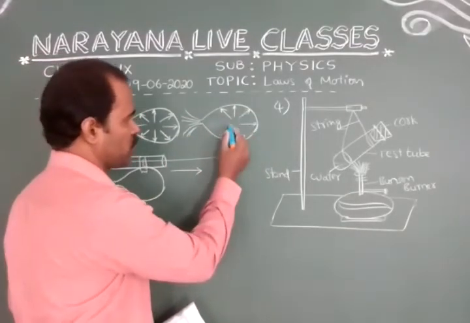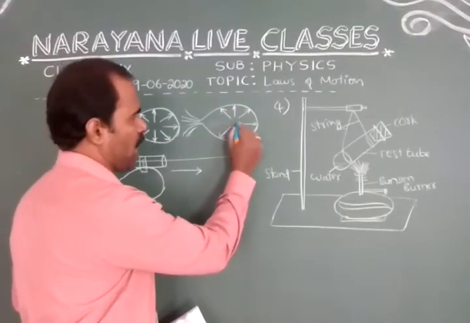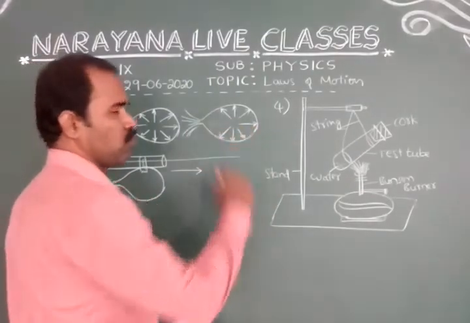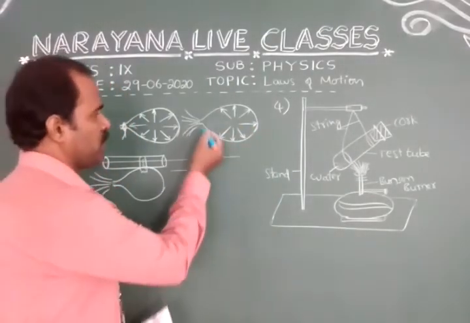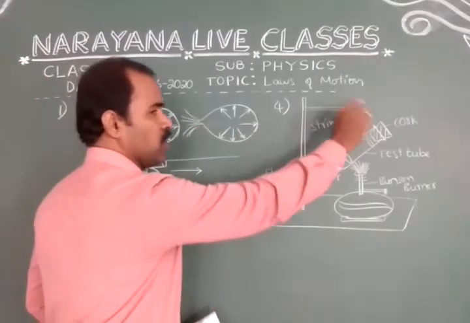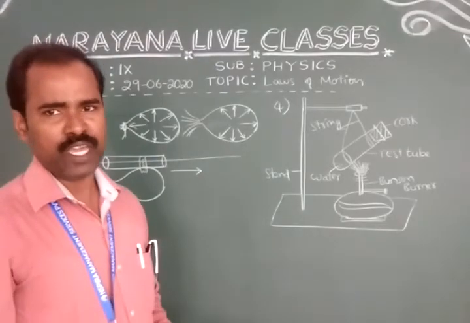are balanced. This is balanced by this force, this is balanced by this force, and this is the unbalanced force acting on the walls of the balloon. Due to that, whenever the air comes out, the balloon will move opposite to the motion of the air coming out from the balloon.